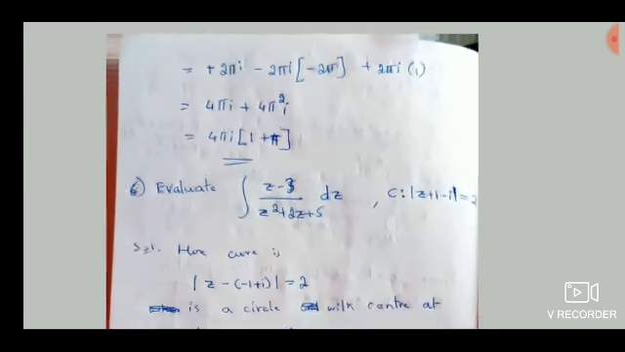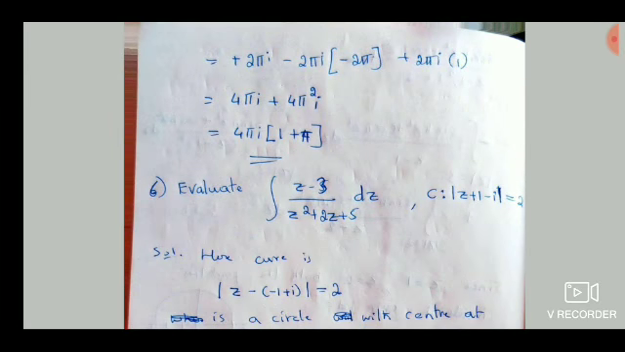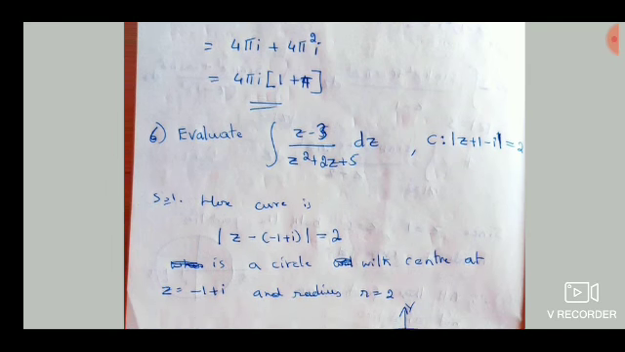Okay. So what will we get: 2 pi i into minus 2, minus 2 pi plus 2 pi i into 1. So I add the first and last term, you will get 4 pi i plus 4 pi square i. That is the answer.